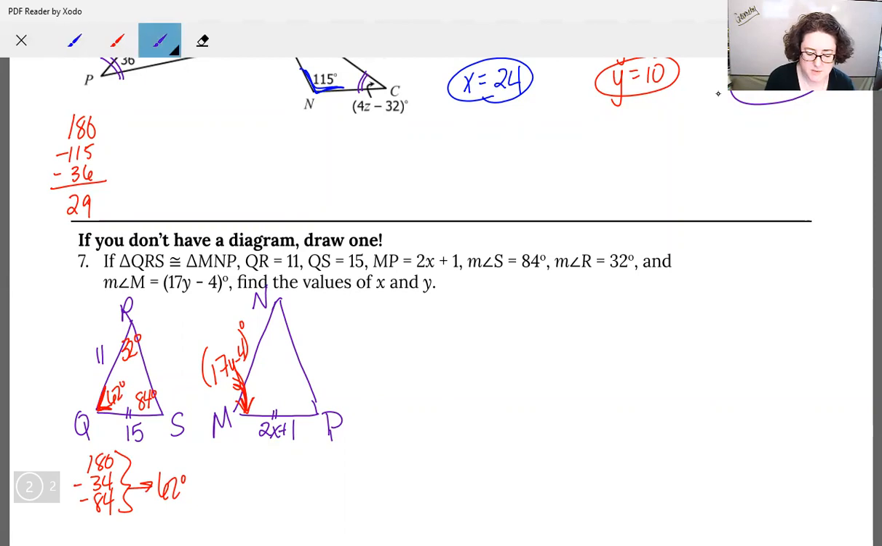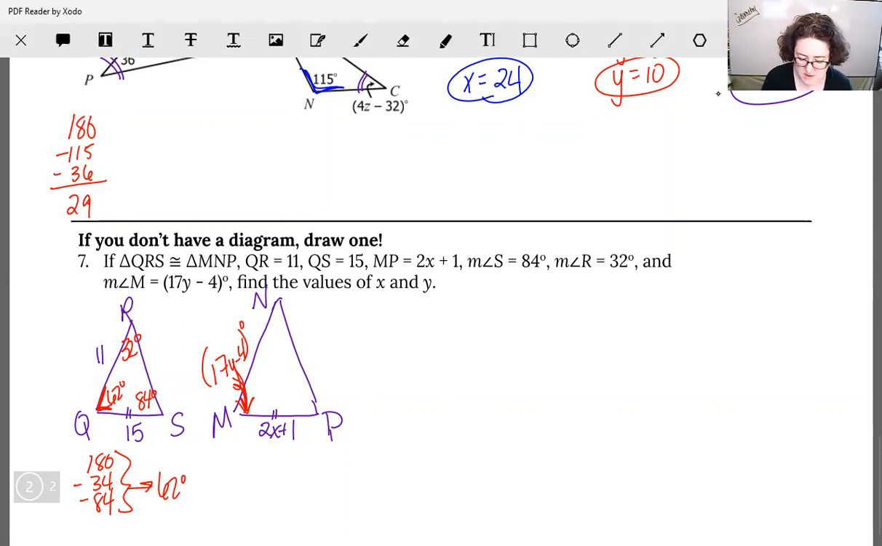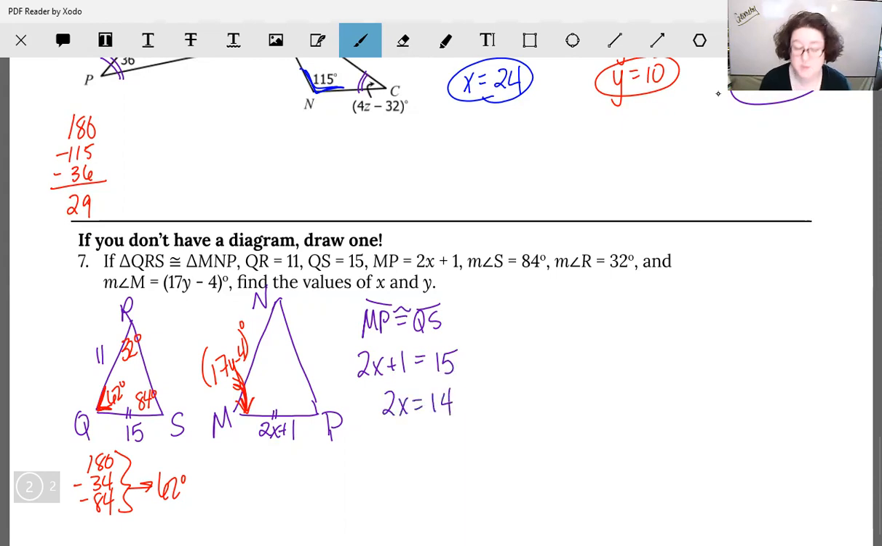So our first thing that we labeled, that's what I'm going to start with. Our segments MP and QS are congruent. So I know their measures are equal. MP was 2x plus 1 and QS was 15. Subtract a 2 from both sides gives me a 14. Therefore, x is 7.